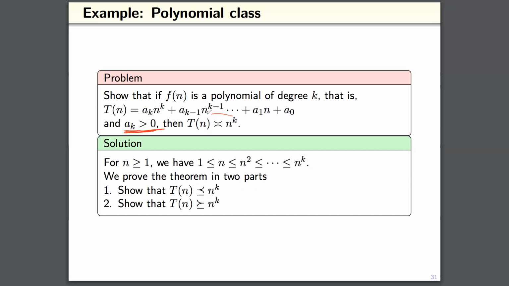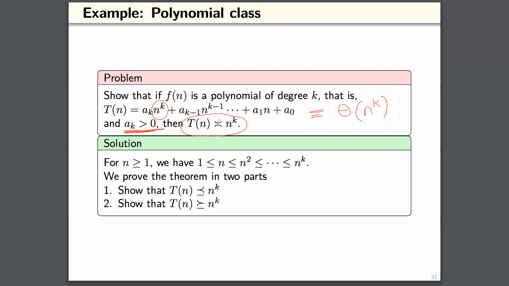Here you want to show that T(n) asymptotically equals n^k, that is the largest degree. So this equals theta of n^k. How can we prove this? We can prove it using both approaches. Let's try both. First, we will try the set approach, then we will try the limit approach.